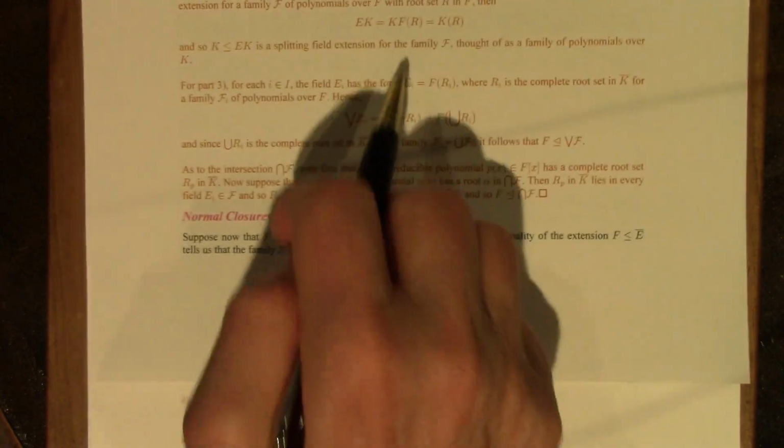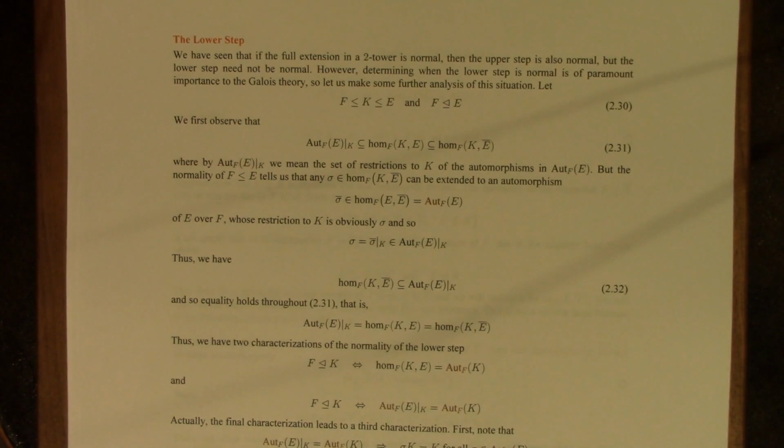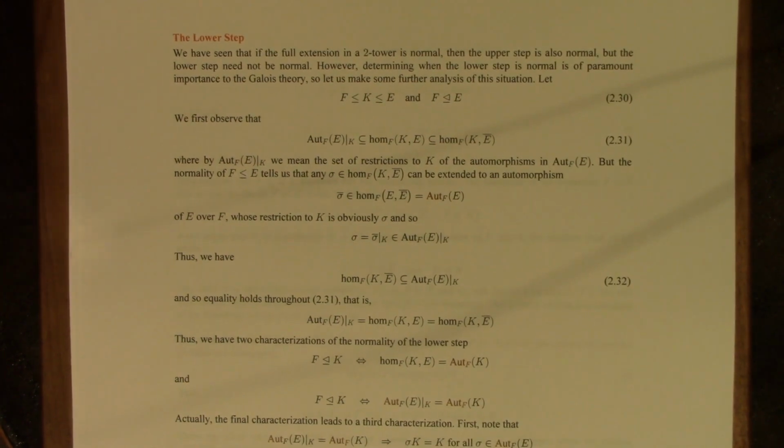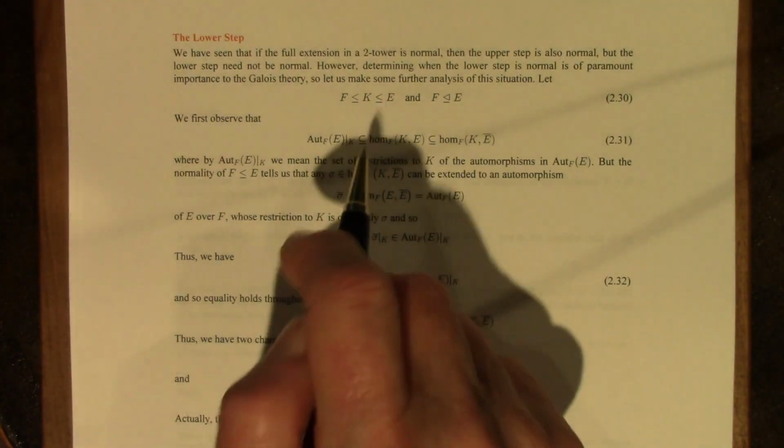We have used two different characterizations of normality here. We have seen that the tower property fails pretty badly for normal extensions. We do know that if the full extension in a two tower is normal, so is the upper step, but the lower step need not be normal. However, determining when the lower step is normal is of critical importance to Galois theory. So let's take a closer look and see what we can learn.